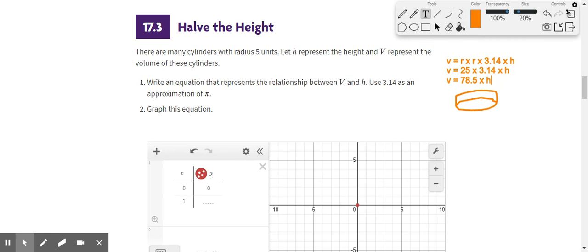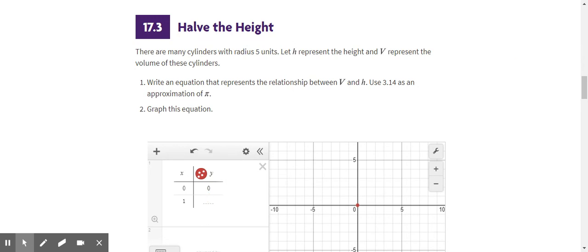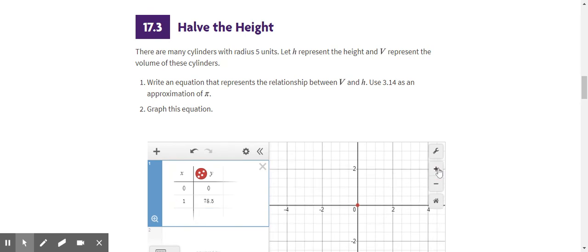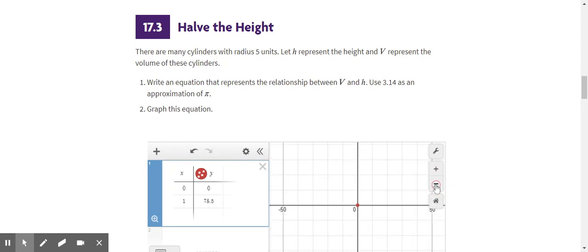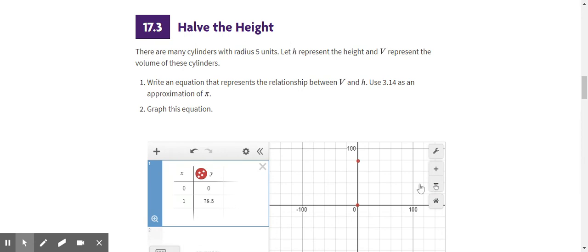So if my height is 1, I would substitute 1 for the height, and that means my volume would be 78.5. Unfortunately, in this graph, they're so close together, so far apart, you can't see them. So we got to go way out. There you go, that's 78.5.